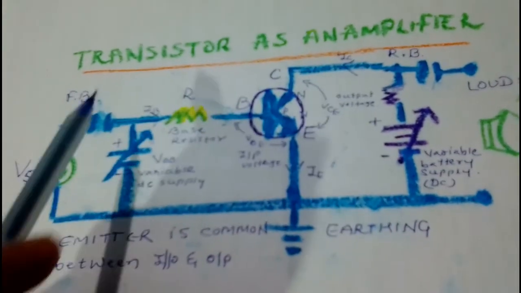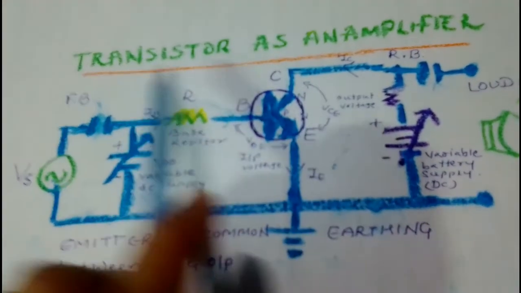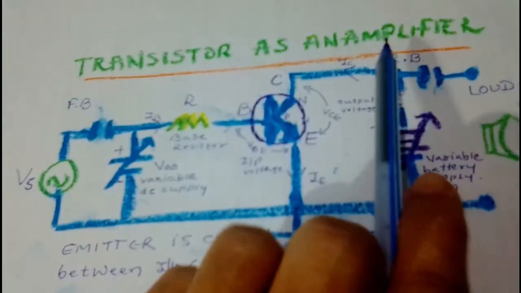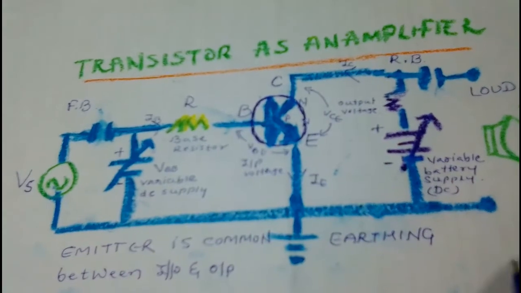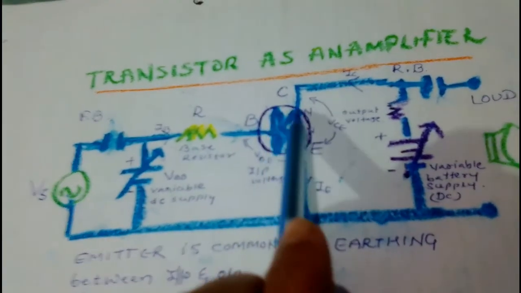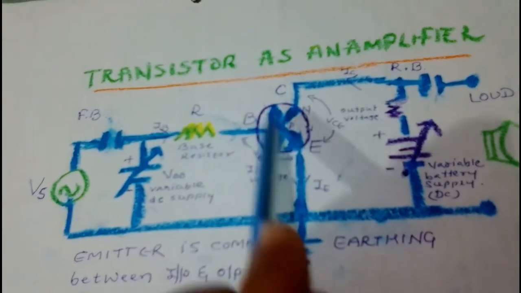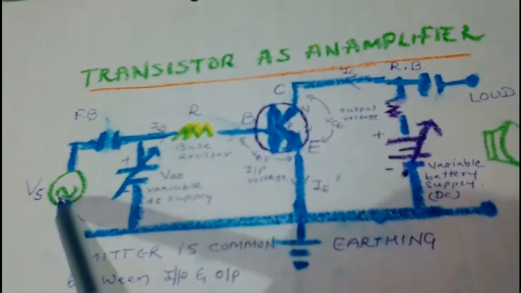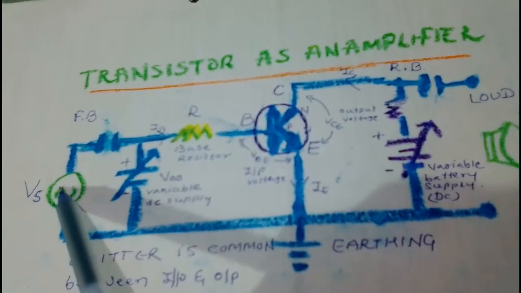Friends, today's video is about amplifiers. We are using a transistor, an electronic device, as an amplifier. A transistor can also be used as a switch. Now, what do you mean by amplification? Amplification is a process in which an amplifier, a device, is used to increase the intensity of the input signal.